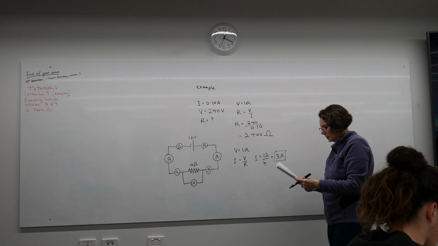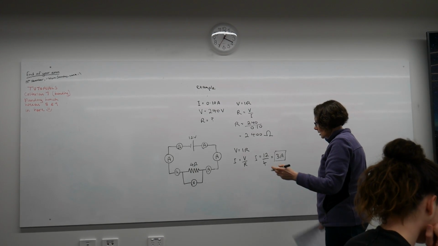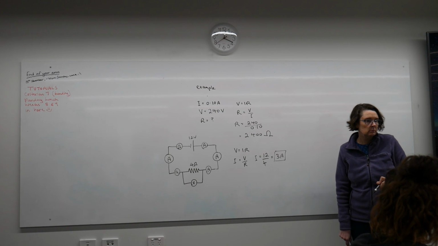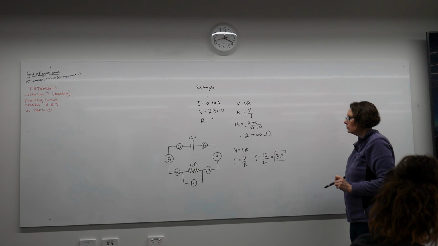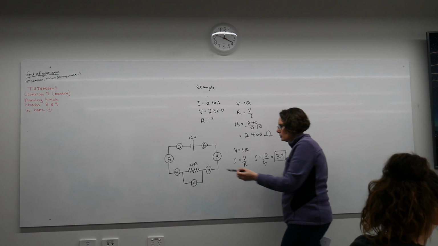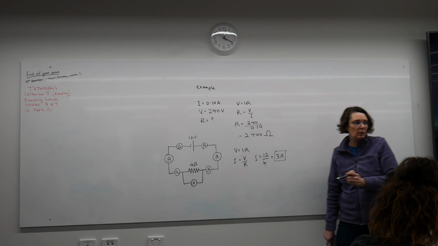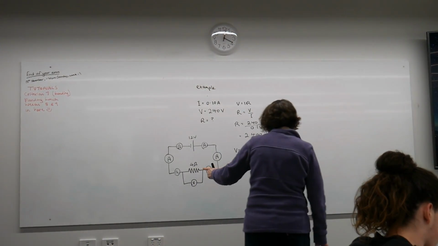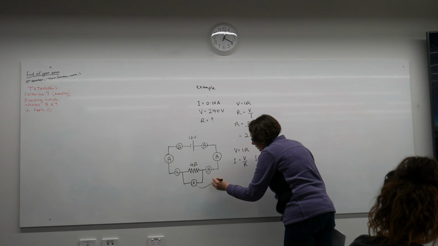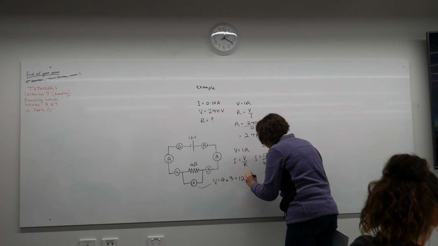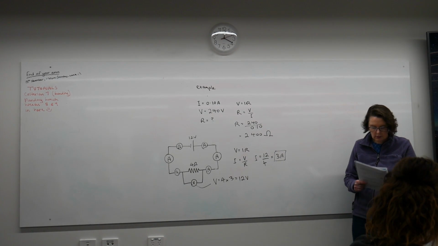What would the voltmeter measure? It's going to measure the volts, and what are the volts going to be? 12 volts, yes? Because we've only got one resistor in this circuit, all the voltage is used in this resistor. So this meter is going to be 12 volts.